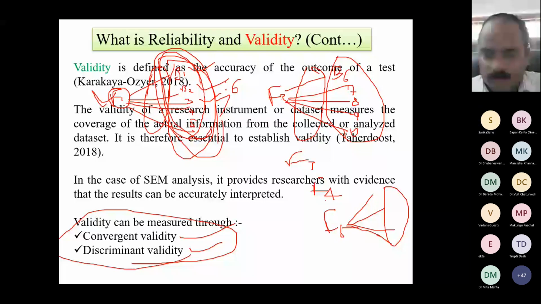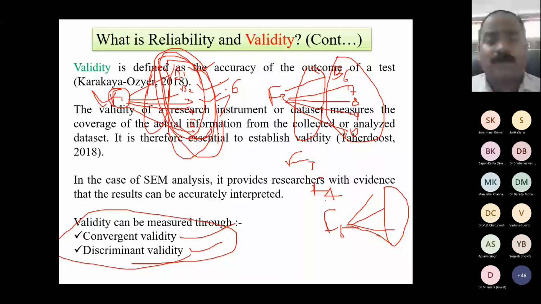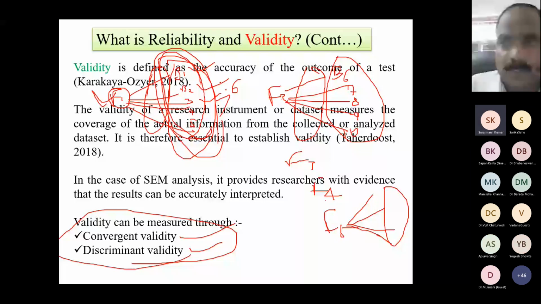Thank you, sir. So will there be any statistical value to show how strongly it is? Yes, I will showcase it. If it is strongly discriminating F1 from the rest of the constructs, then the value should be higher. In the statistical value, I will show you. Do not worry. Clear? Okay, sir. Thank you.